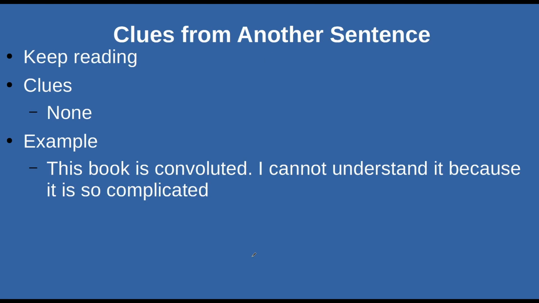Okay, now we're getting very close to the end. This is clue number 4, and this is clues from another sentence. Now, here's the thing. Sometimes you will not find the meaning of a word in the actual sentence you are reading. You might have to go back to something you read previously in previous sentences, perhaps even previous paragraphs, if they're like a really bad writer, or maybe something after what you read. And so when you're using the tool clues from another sentence, there's no clue per se, except to, as you can see right here, keep reading.